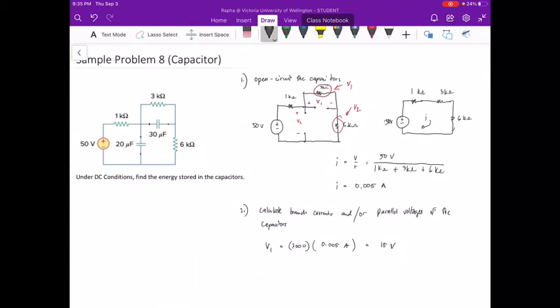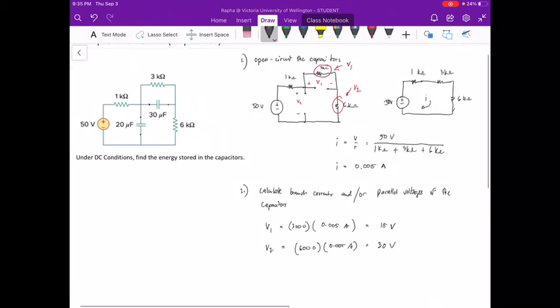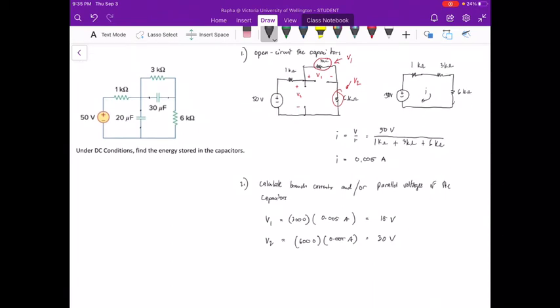So now let's solve for V2. We have 6000 ohms or 6 kilo ohm times 0.005 amperes. That's very small. We have 30 volts.